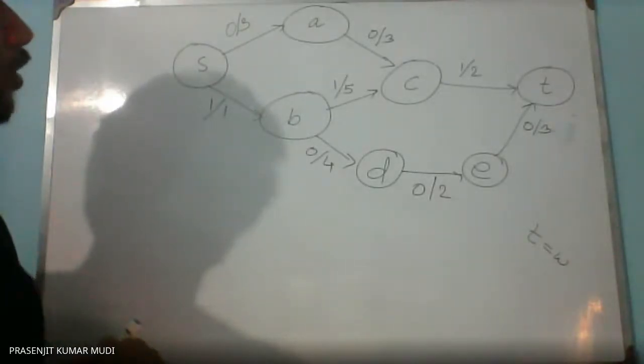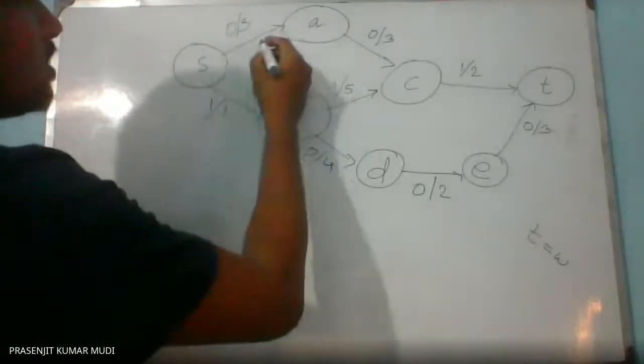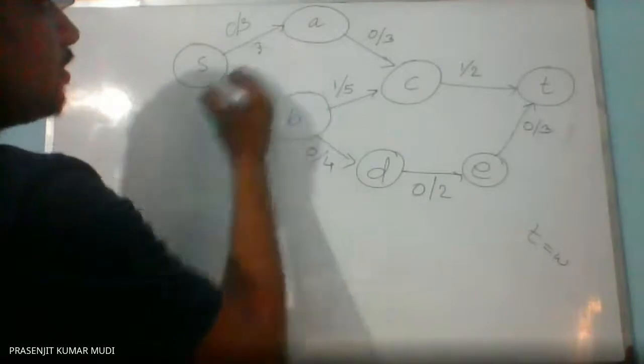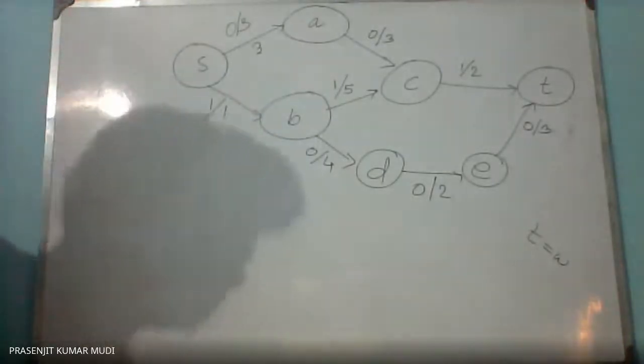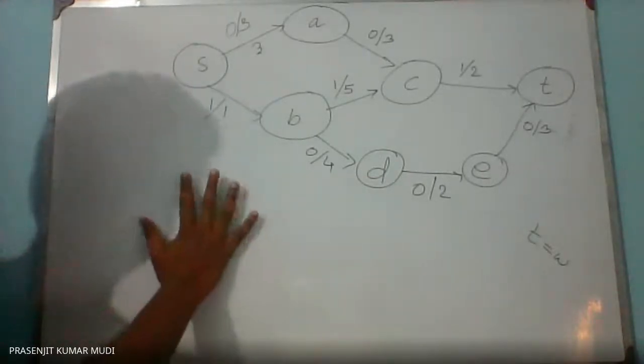So there will be a forward edge, and its capacity will be 3, but there will be no backward edge. Okay, let me draw over here.